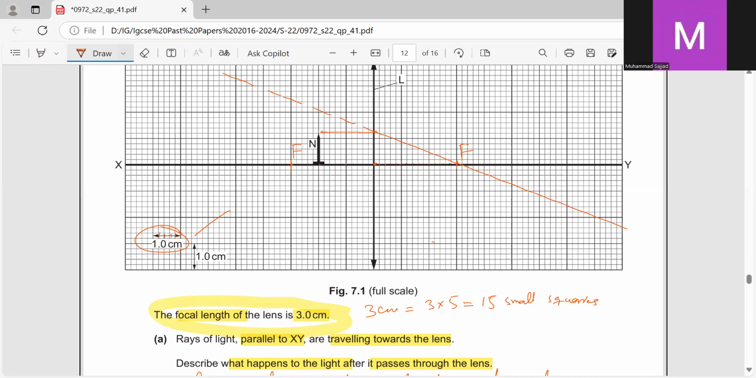Next, the second ray has to pass through the center of the lens. So this will be passing through the center of the lens like this. And also let's redraw it in the backward direction like this. And we need to stretch it also.